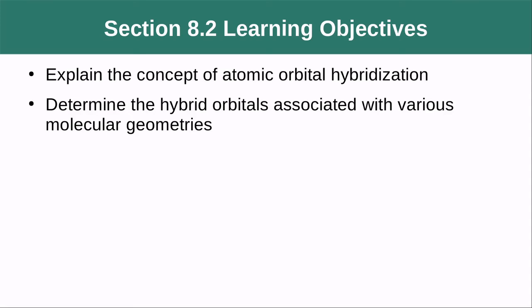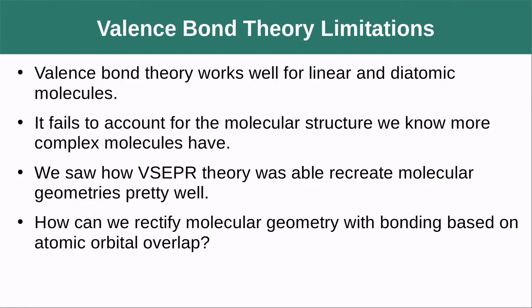In section 8.2, we're going to explain the concept of atomic orbital hybridization. And we're going to determine the hybrid orbitals associated with various molecular geometries. So valence bond theory works well for linear and diatomic molecules, but it fails to account for the molecular structures we know more complex molecules have.